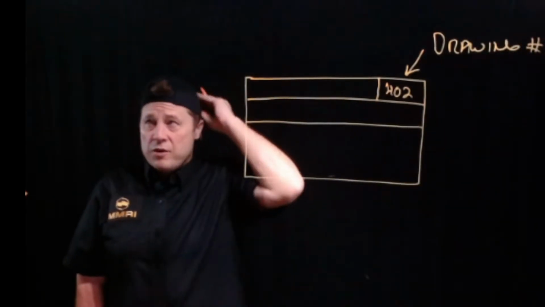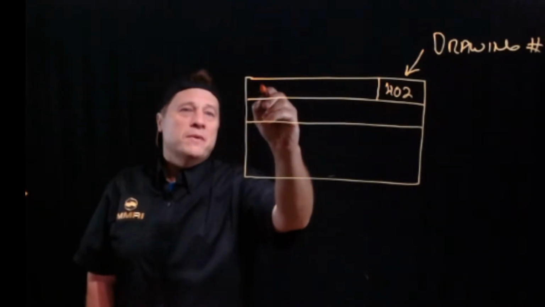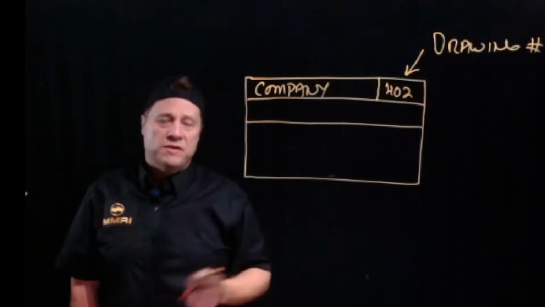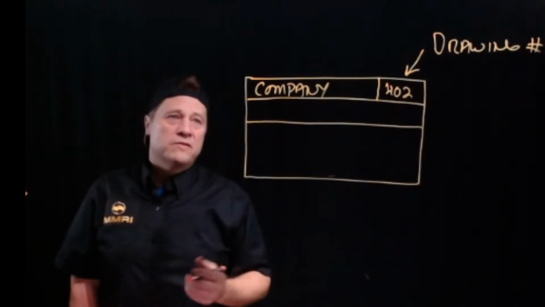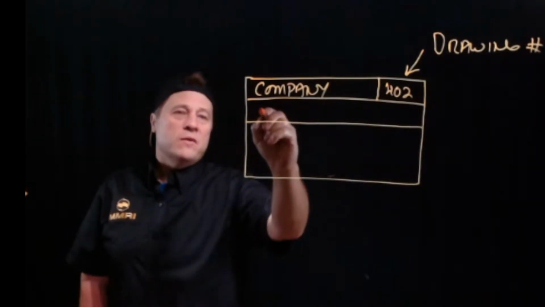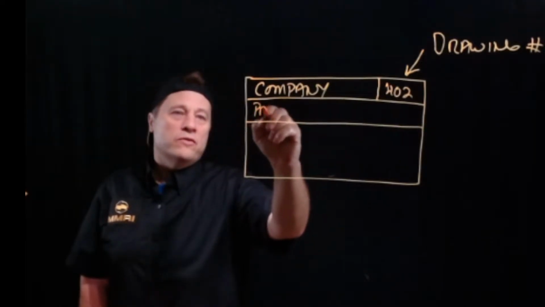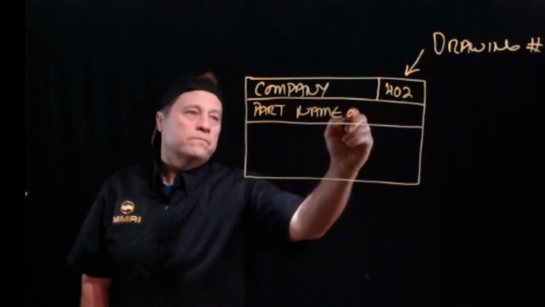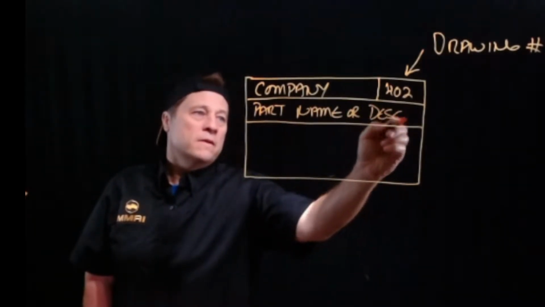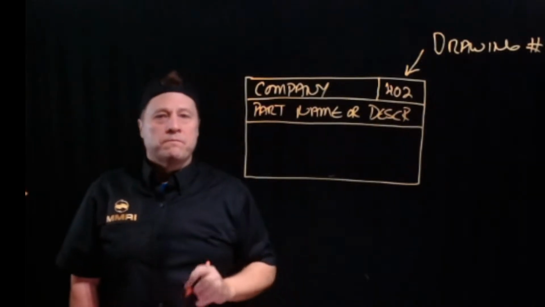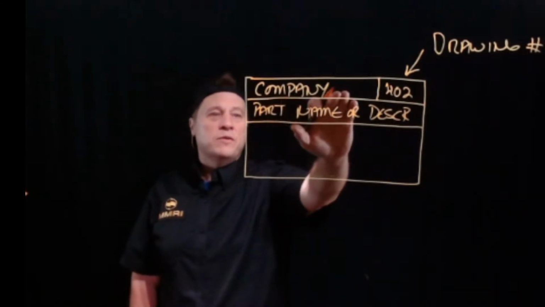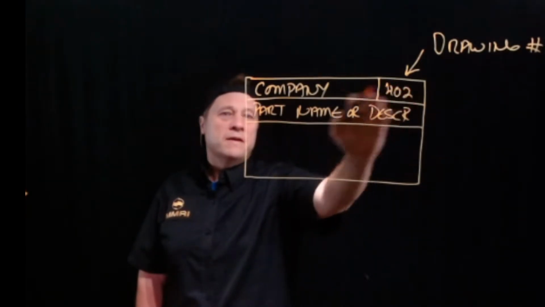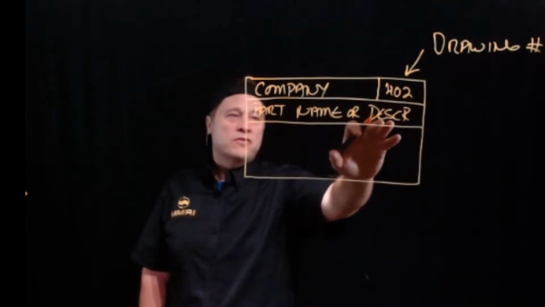Okay, there also has to be the name of the company. So this could be the customer's name, and usually is the customer's name. Underneath that will be the part name or description of the part. Okay, so the company who's ordered the part, perhaps, the part number or the drawing number. Okay, the part name or the description.